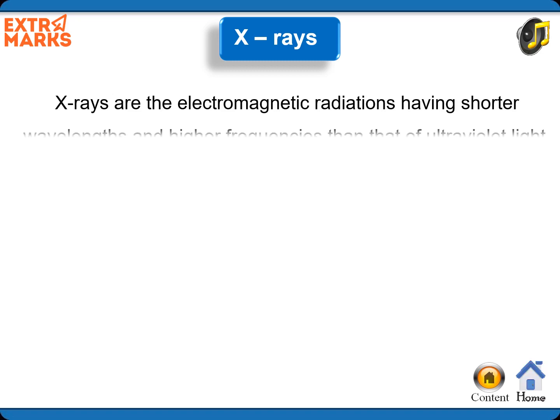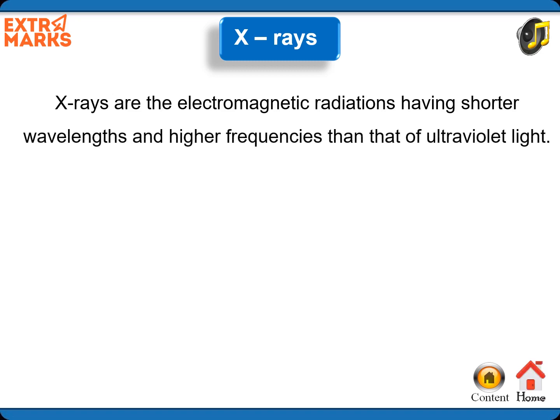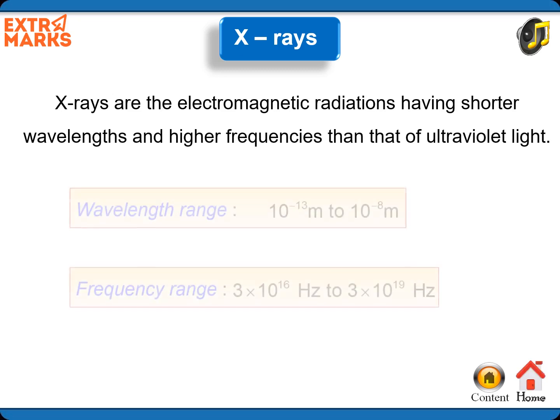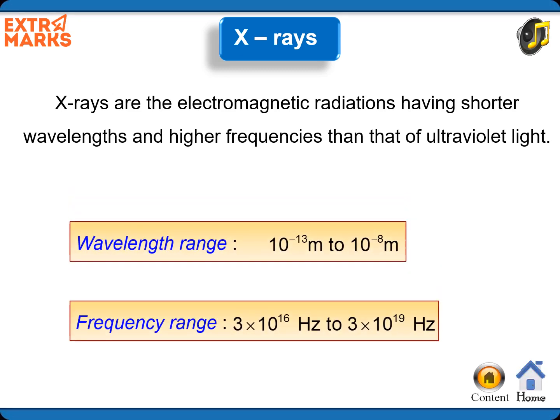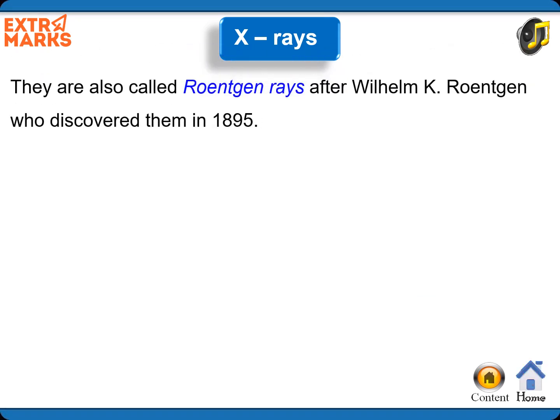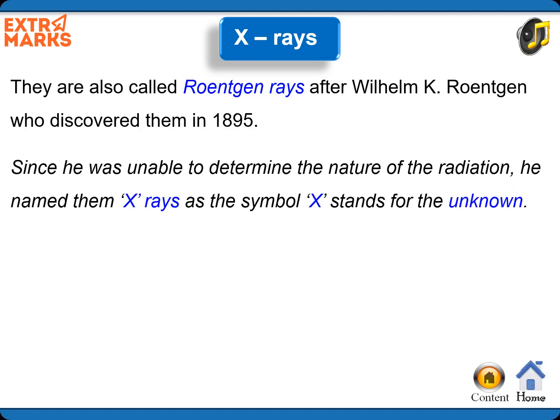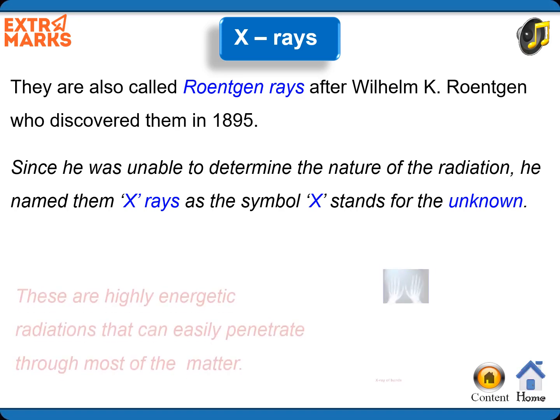X-rays are the electromagnetic radiations having shorter wavelengths and higher frequencies than that of ultraviolet light. The wavelength range and the frequency range of X-rays are given here. These rays are also called Röntgen rays after Wilhelm K. Röntgen, who discovered them in 1895. Since he was unable to determine the nature of the radiation, he named them X-rays, as the symbol X stands for the unknown.